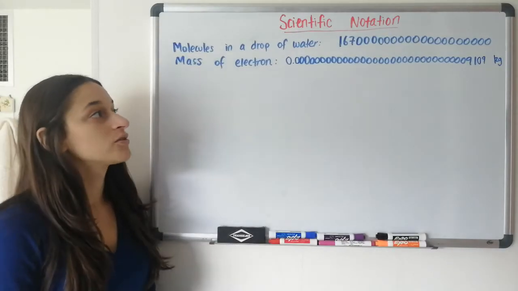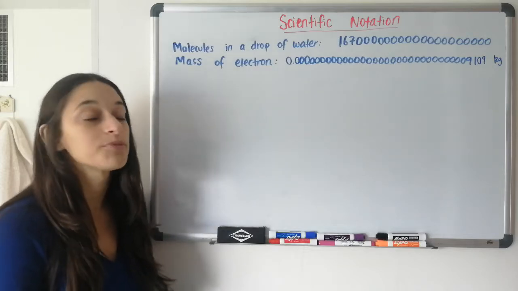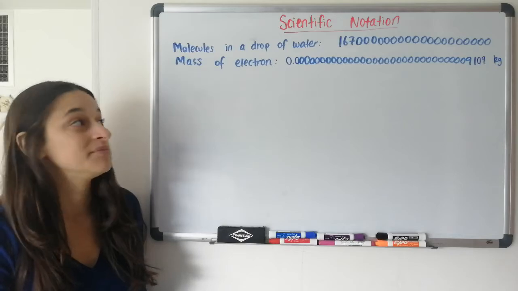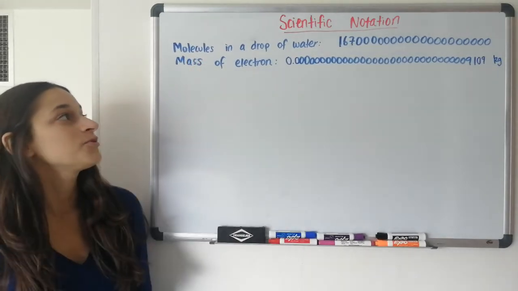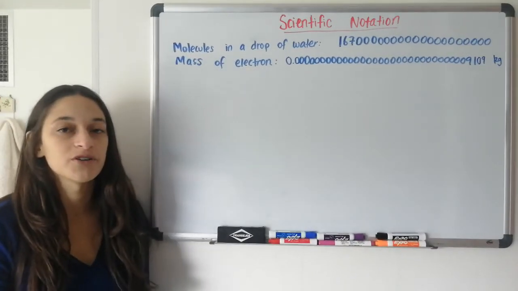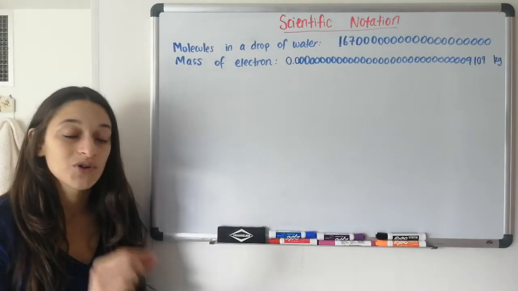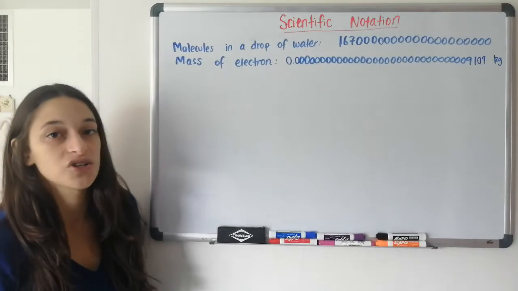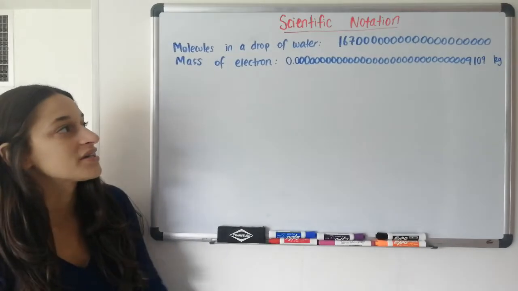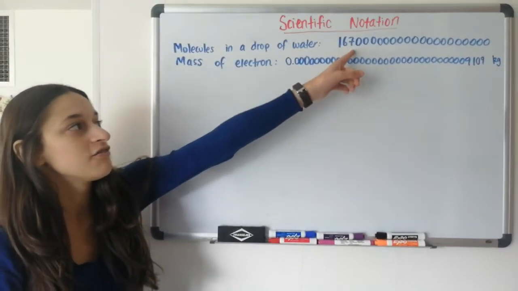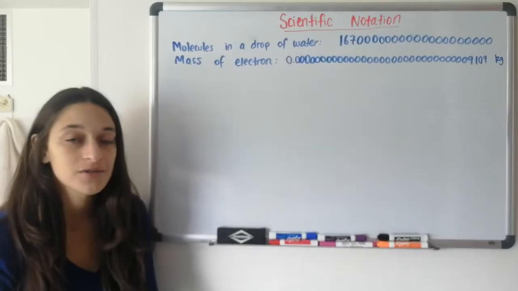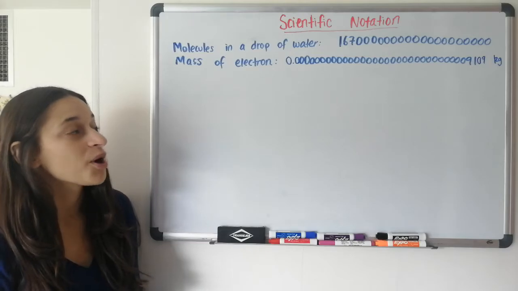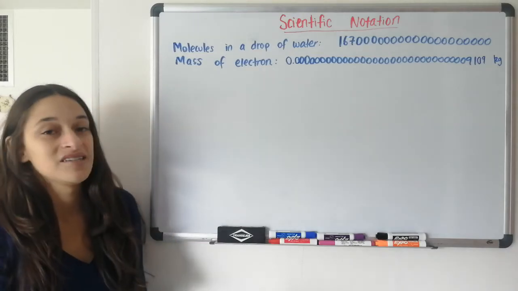So what I have here on the board are two numbers that, as you can probably tell, are really hard to work with and to name. The first one is the number of molecules in a drop of water. So you grab a really small drop of water, and this is the number of water molecules that you're going to find. This number is a 1, a 6, a 7, and who knows how many zeros. So it's bigger than a billion, it's bigger than a trillion, it doesn't even have a name probably. It just has that many zeros.